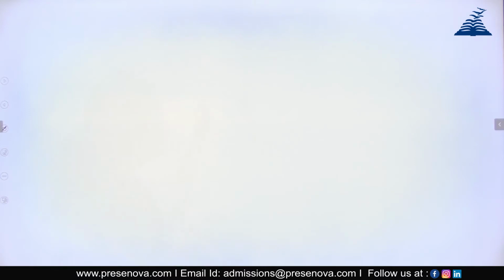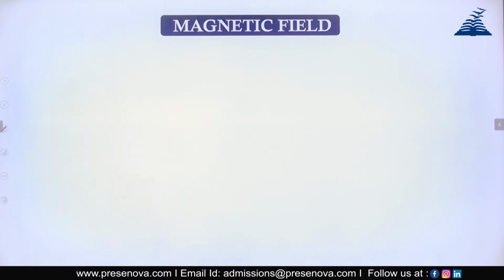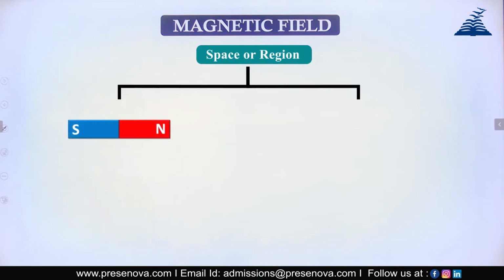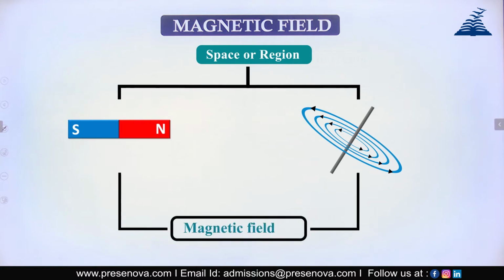Now that we understood how important it is for us to study this chapter, let's discuss our first topic, magnetic field. What is a magnetic field? It is the space or the region around a magnet or a current carrying conductor is called the magnetic field, and it is denoted by the letter capital B.